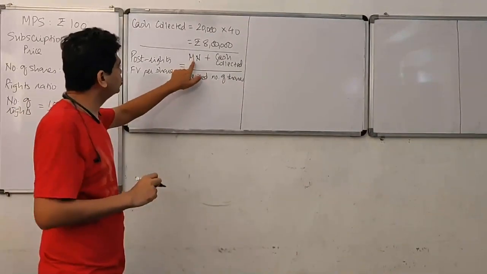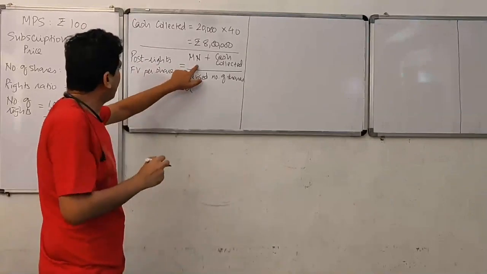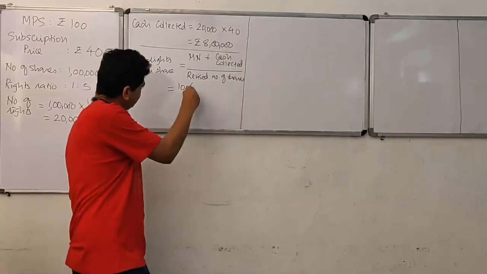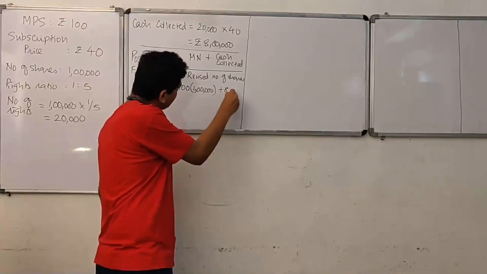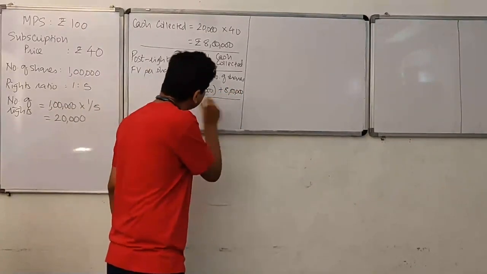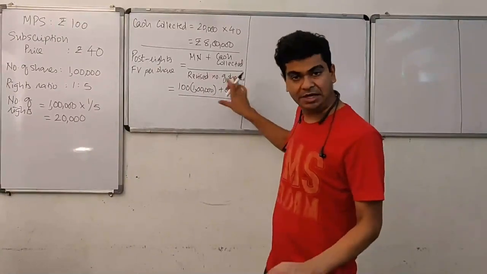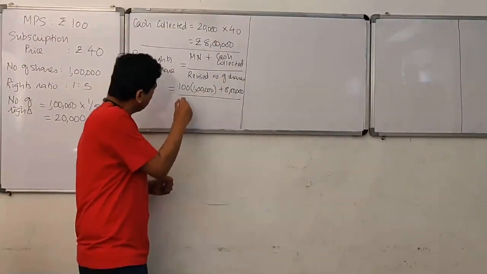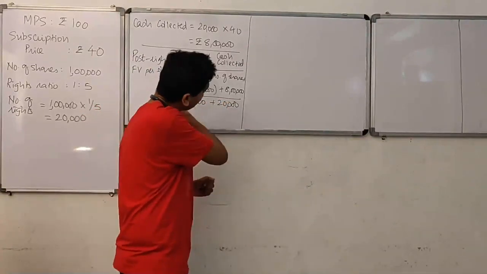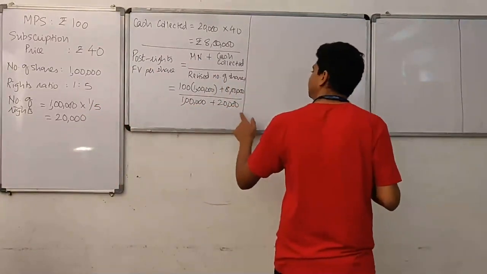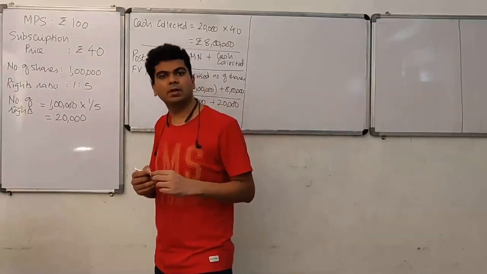So here I take M, which is 100. N, as I said, is the number of shares, which is 1 lakh. To this I will add the cash collected, which is 8 lakhs. And this I will divide by the revised number of shares. Right now there are 1 lakh shares, and I will issue another 20,000 shares. So 1 lakh plus 20,000 is going to be the revised number of shares.